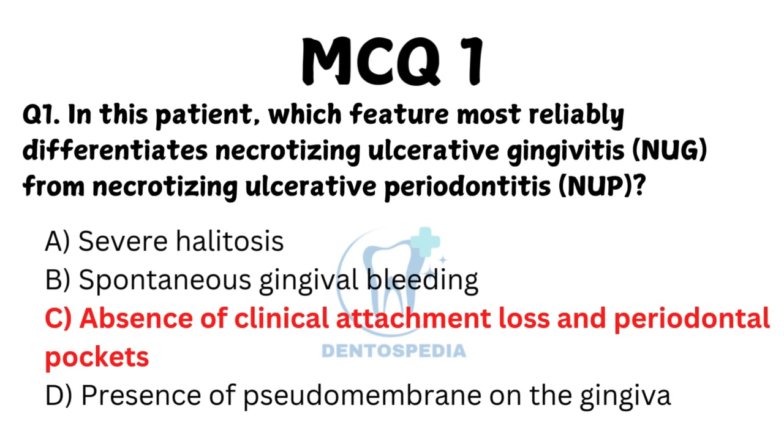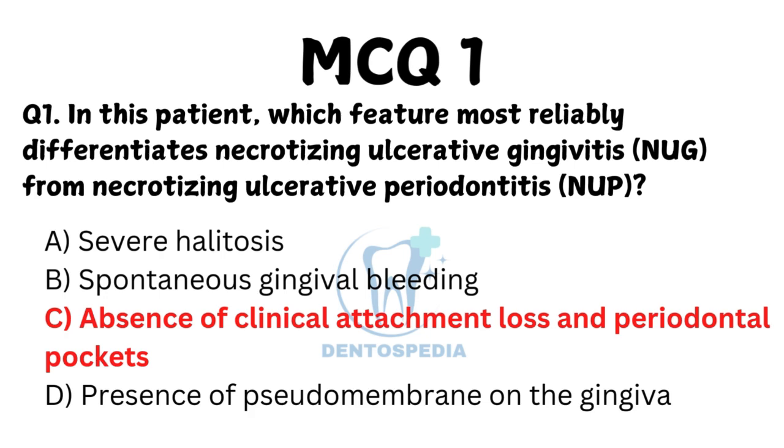The correct answer is C, absence of clinical attachment loss and periodontal pockets. Why? Necrotizing ulcerative gingivitis is confined to the gingiva and interdental papillae. It causes necrosis and pseudomembrane formation, but there is no attachment or bone loss. Once the lesion extends into the periodontal ligament and alveolar bone, it progresses into necrotizing ulcerative periodontitis, which does present with attachment loss and deep pockets.